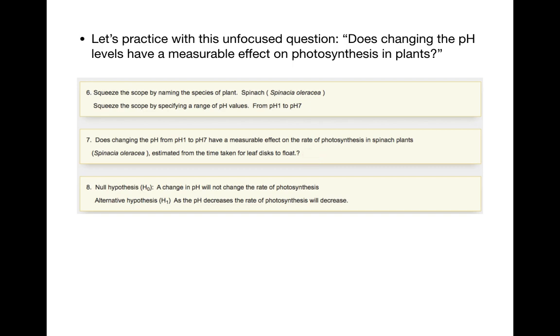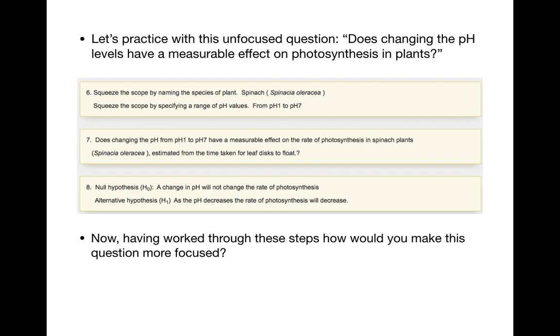And then double check that you can go with a null and experimental or null and alternative hypothesis for this question. So a change in the pH will not change the rate of photosynthesis, that's your null. And as the pH decreases, the rate of photosynthesis will decrease as well, that's your experimental.